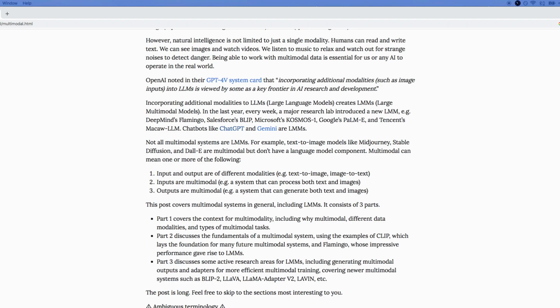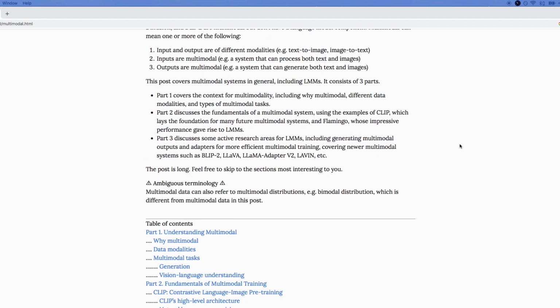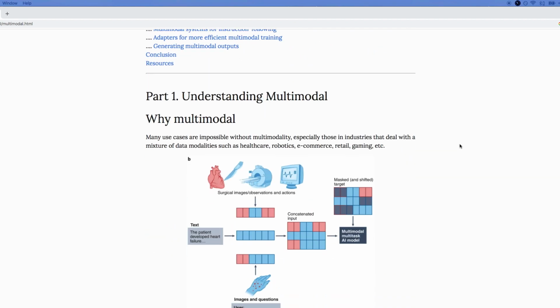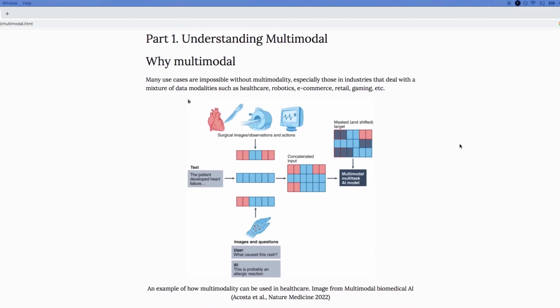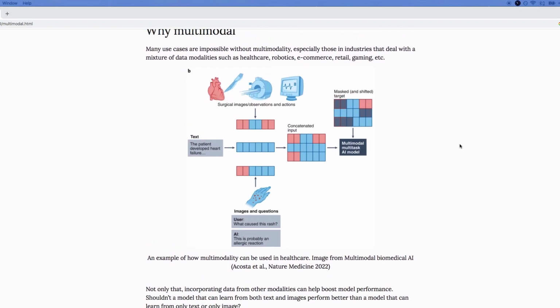1. Understanding multimodal. Why multimodal? Many use cases are impossible without multimodality, especially those in industries that deal with a mixture of data modalities such as healthcare, robotics, e-commerce, retail, gaming, etc. An example of how multimodality can be used in healthcare. Image from multimodal biomedical AI. Not only that, incorporating data from other modalities can help boost model performance.